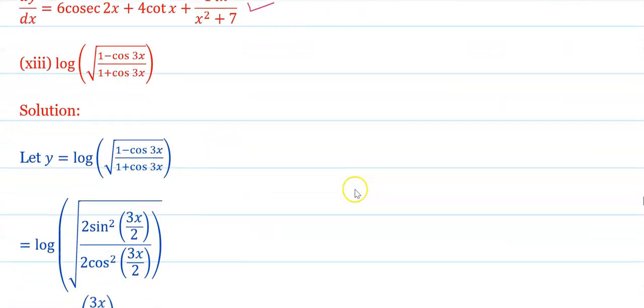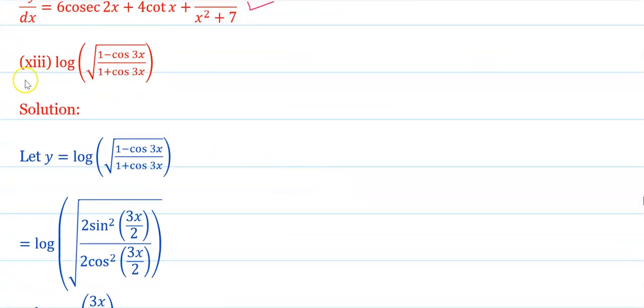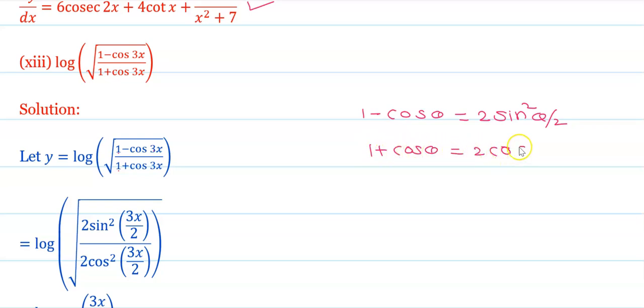Okay. Now the next problem, number 13. y is equal to log of root of 1 minus cos of 3x upon 1 plus cos of 3x. Now there is one more result. 1 minus cos of theta is equal to 2 sin square theta by 2. And what about 1 plus cos theta? 1 plus cos theta is equal to 2 cos square theta by 2.